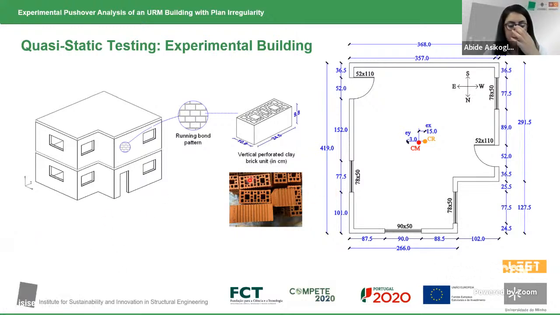As you can see, these are the bricks that we used for the building, and they are constructed by using a running bond pattern. To give some idea about the geometry of the plan, this is the plan. As you can see, we have dimensions of 4.2 meters by nearly 3.7 meters. And the irregularity here is introduced by a setback in one corner.